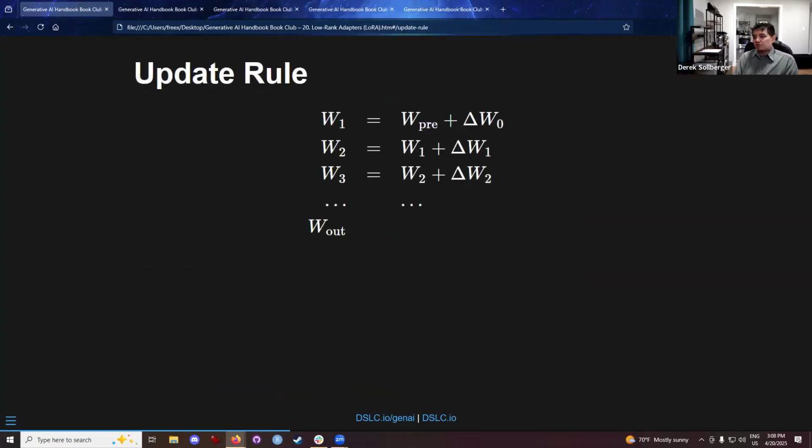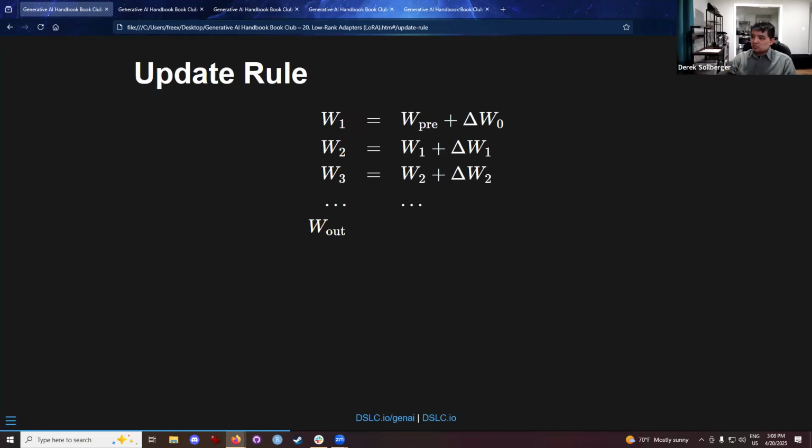Another thing to consider while we're here is that when we're fine-tuning the weights of a neural network, we're essentially making slight adjustments to the weights. Say we start off with a matrix of weights W0, we can make an update to W1, update to W2, update to W3.